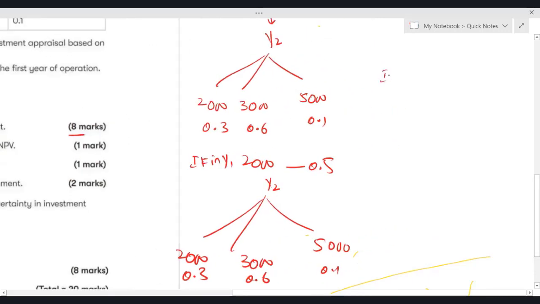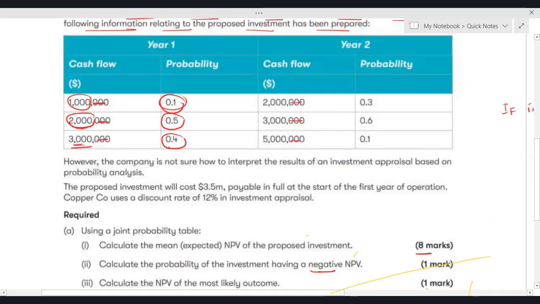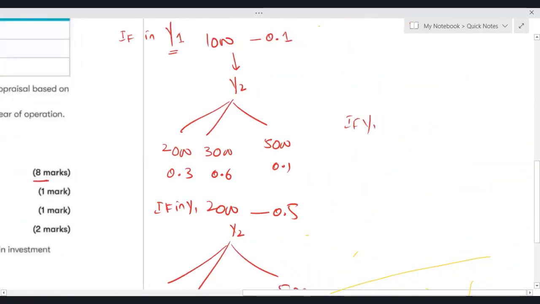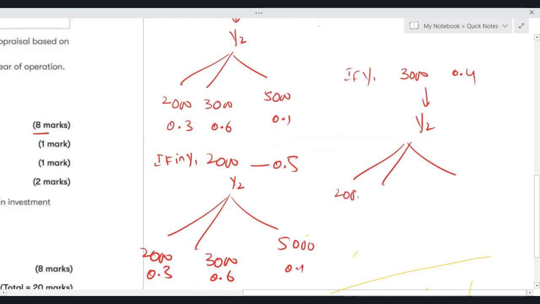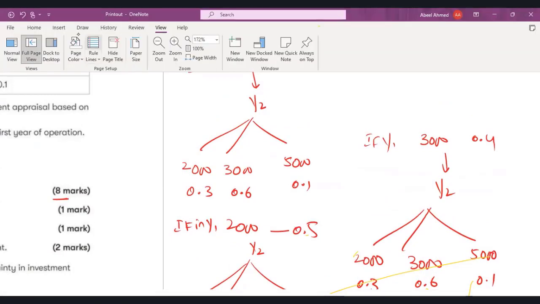Third, if in year one the event of 3,000 cash flow occurs, which has a probability of 40%, then in year two, again, there are three possible outcomes with their respective probabilities. Either it can be 2,000 with a probability of 30%, 3,000 with a probability of 60%, 5,000 with a probability of 10%. Now listen and listen carefully. There are 9 possible outcomes. Look at this. Let me change the color of the pen.